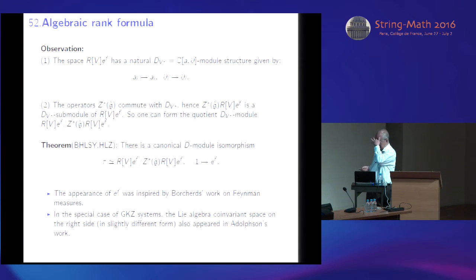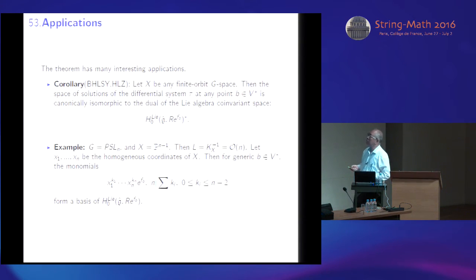So this makes things more algebraic, and the right-hand side is more algebraic, so it introduces some methods to do calculations. In particular, a corollary: if X has a finite orbit G-space, which we mentioned earlier, then the space of solutions of the differential system at any point B is canonically isomorphic to the dual of the Lie algebra co-invariant space of this type. So this becomes a more Lie algebraic calculation.